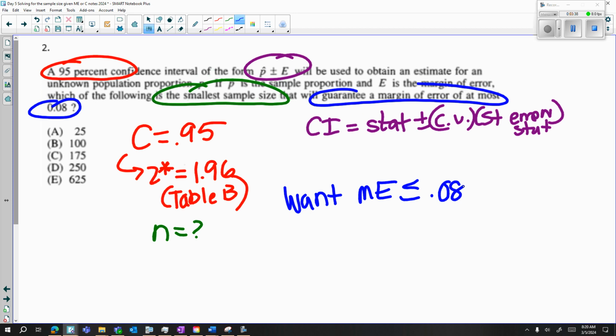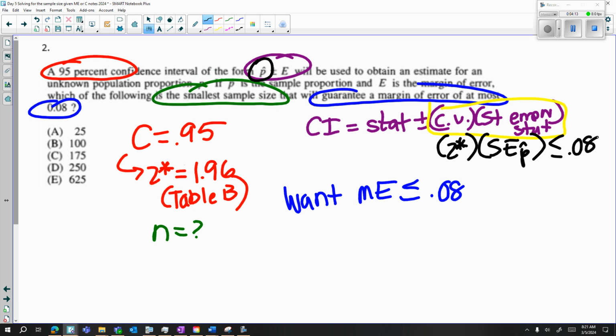Now the margin of error is this piece that comes after the plus or minus. So we're basically going to set up an inequality where we're setting our margin of error to be less than or equal to 0.08. Now, what is the margin of error comprised of? It's comprised of the critical value, which is z star, times the standard error of the statistic, which is the standard error of p hat. And we're going to set that to be less than or equal to 0.08.